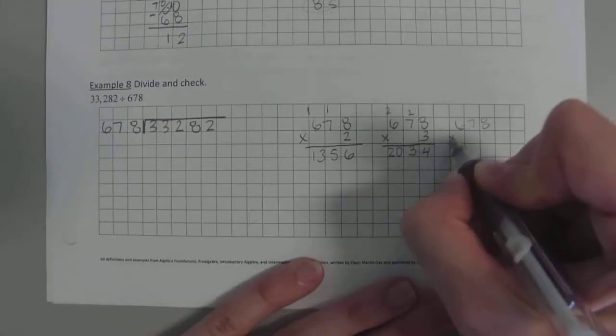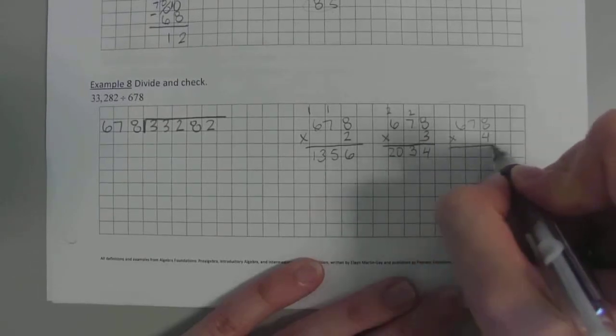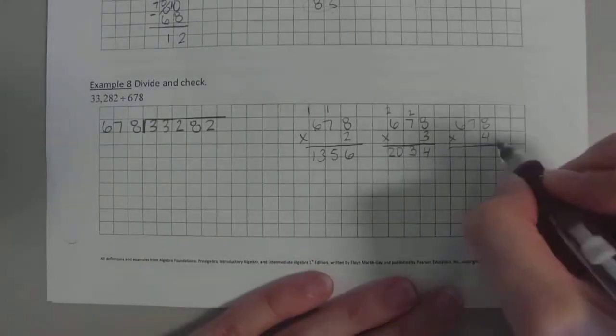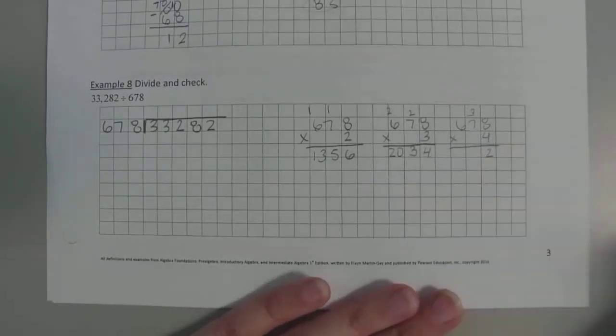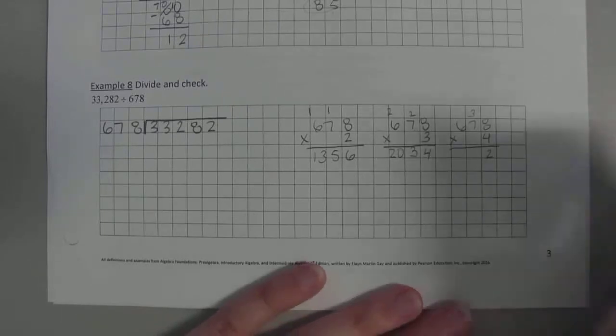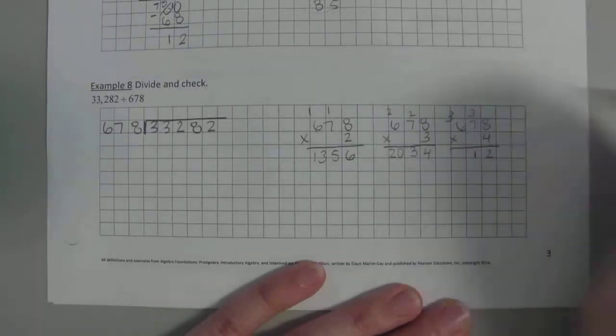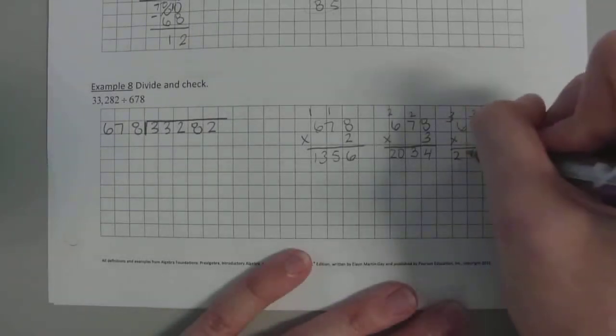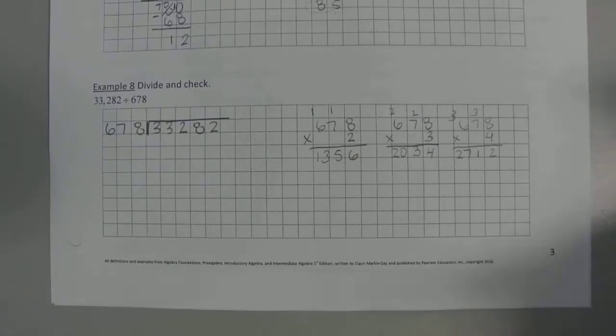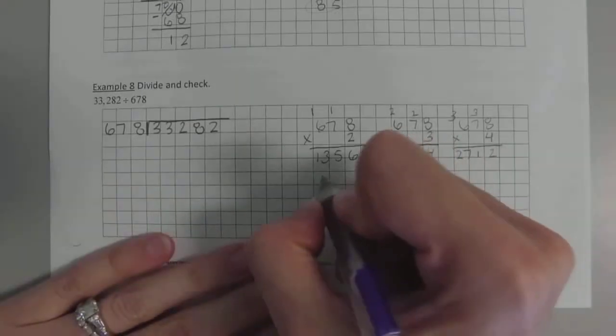So let's try 678 times 4. All right. 4 times 8 is 32, so I'll put my 2, carry my 3. 4 times 7, what's that, 28, is that right? Plus 3 is 31, I'll put my 1, carry my 3. 4 times 6 is 24, plus 3 is 27. Oh, wait, did I do that right? Does that look okay? You're like, oh my God, I'm still nowhere close, am I? I am closer, but I think we can go maybe one more time.